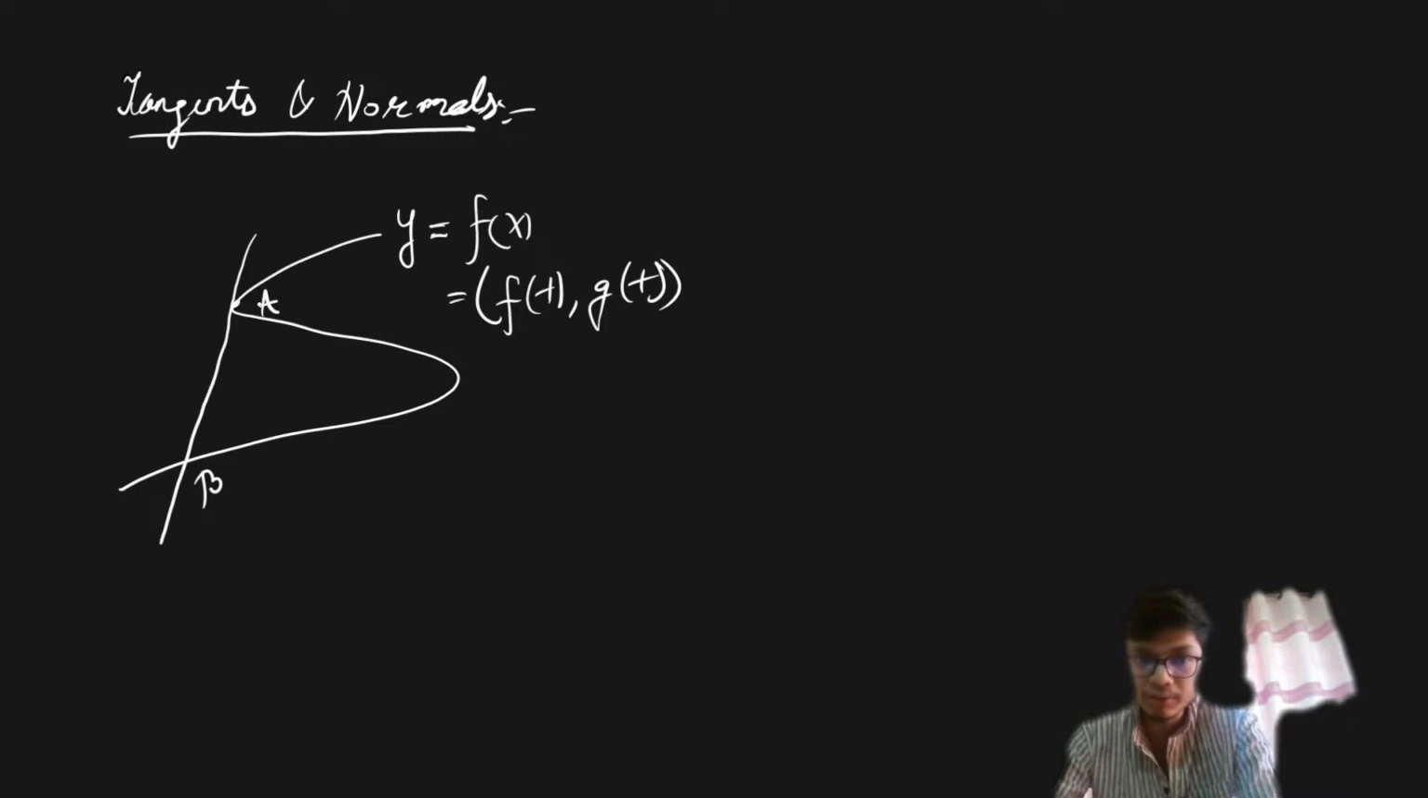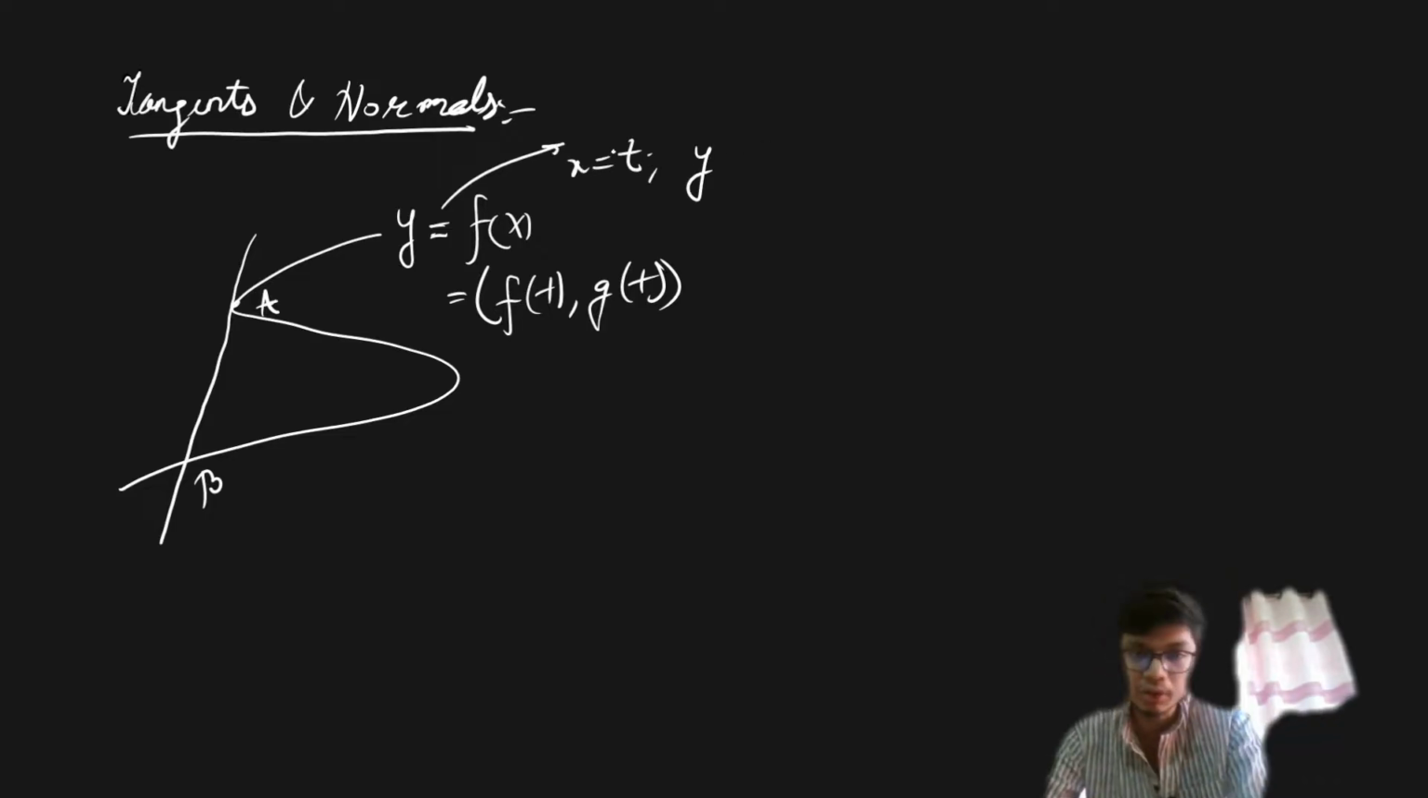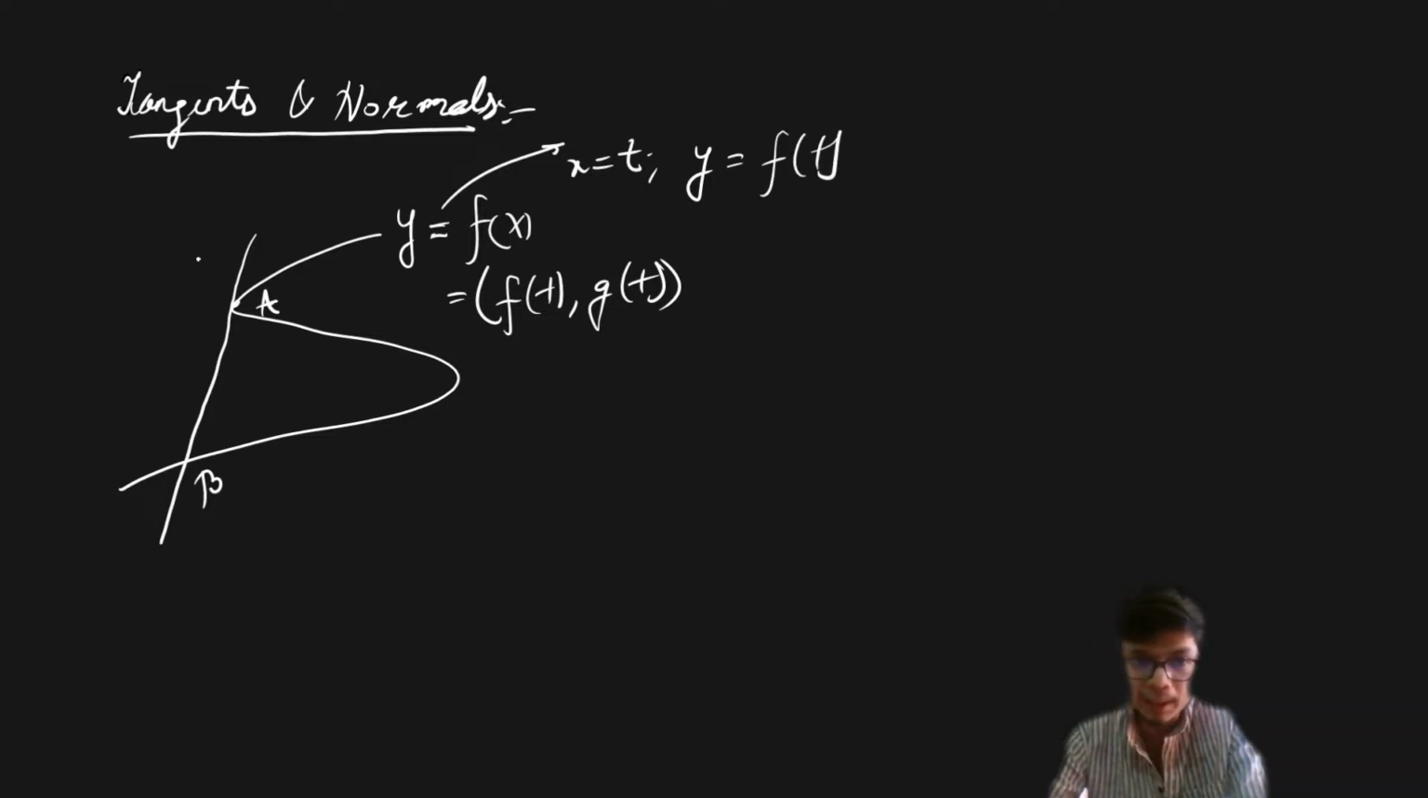So in this case, first of all, assume some parameter. What you can do over here is assume x is equal to some t, and you can assume y is equal to f of t. That can be a parameter, that is point A, that is t comma f of t, right?